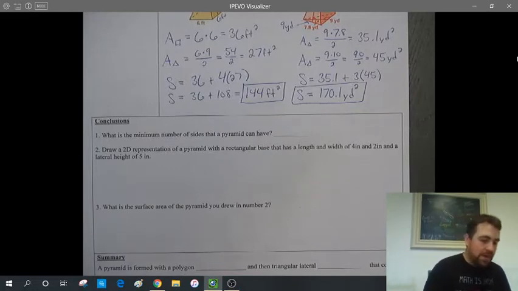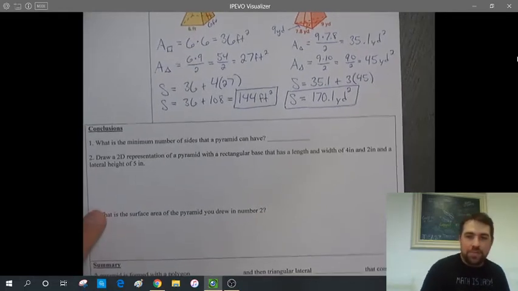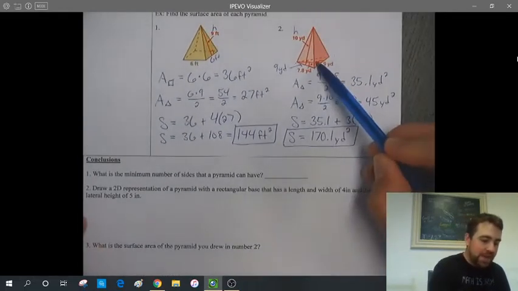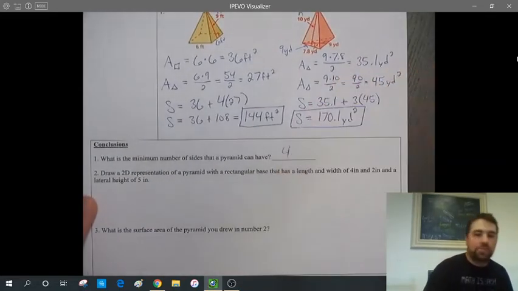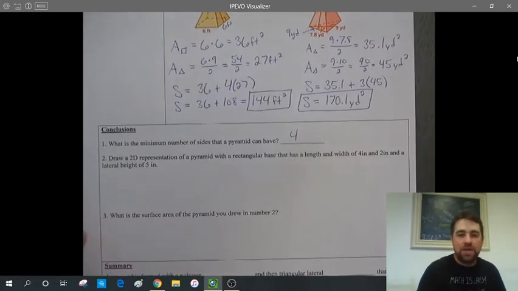Well, the minimum number of sides for our base is a triangle, the smallest polygon we can have. And as we just saw in the last example, that triangle had its base, and then it had 3 lateral faces. And so that means our minimum number of sides that a pyramid could have is 4.